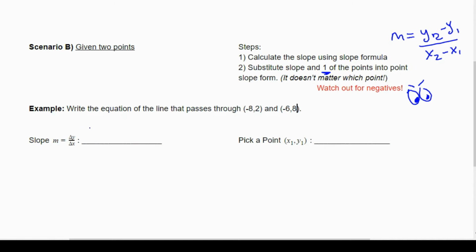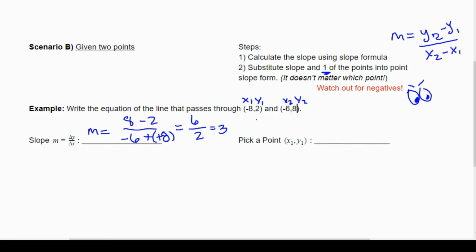All right, first thing we need to do is to calculate our slope. So change in y over change in x. I'm going to label this x1, y1, x2, y2 for my slope calculation. So my y2 is 8. My y1 is a 2. And on the bottom, I have -6 for my x2 minus a -8. All right, let's clean this up. This turns into adding. And so on the top, I have a 6. On the bottom, -6 plus 8 is a 2. So my slope is 3.